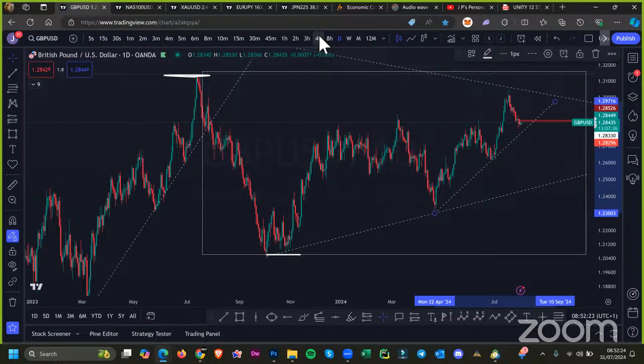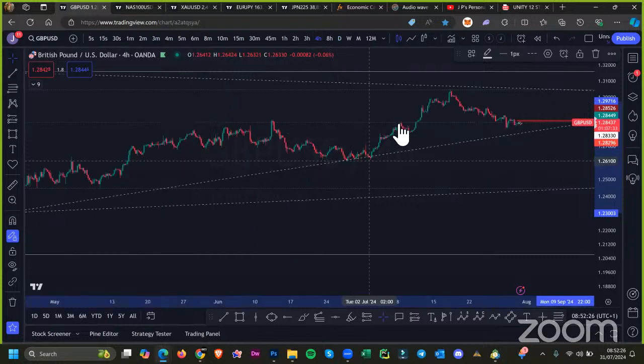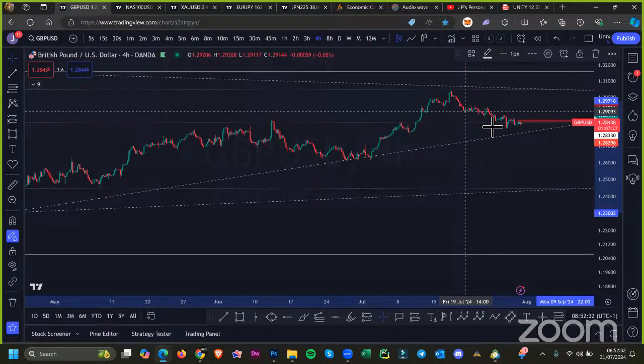Let's go to our 4 hour. On our 4 hour, we can see the market was making higher highs, higher lows, higher highs, higher lows, higher highs. Got to that area of interest. We made lower lows, lower highs, lower lows, lower highs, lower lows, lower highs. There is nothing here turning around and saying to us right now the market's ready to make higher highs and go back up in here.